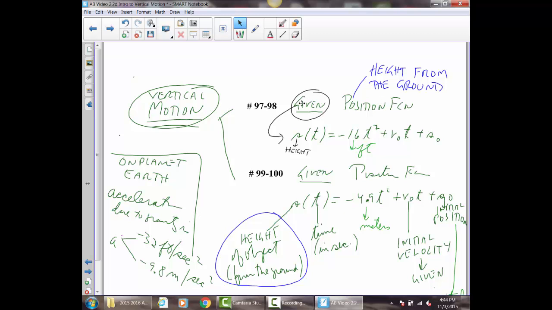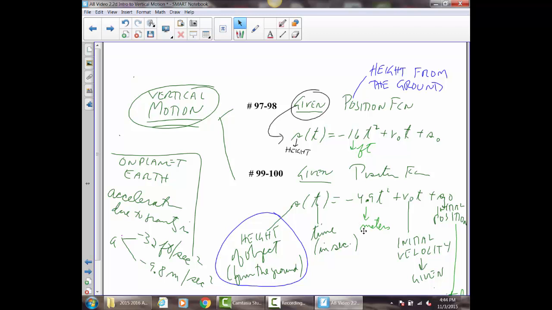They're going to give you these position functions. Now, the position function is the height from the ground. That ought to be automatic, the height from planet Earth. And the t represents the time. So, if it's in feet, then the position function they're going to give you is that the height at time t of this object is negative 16t squared plus v0t plus s0.